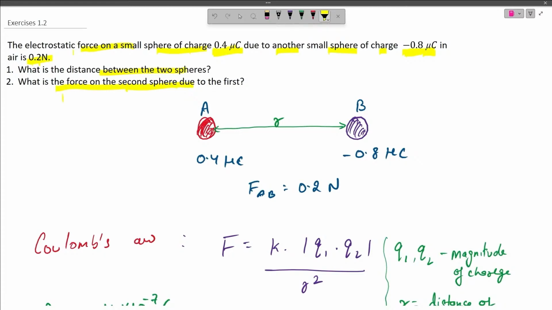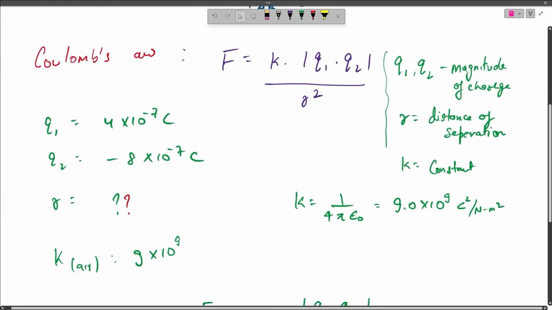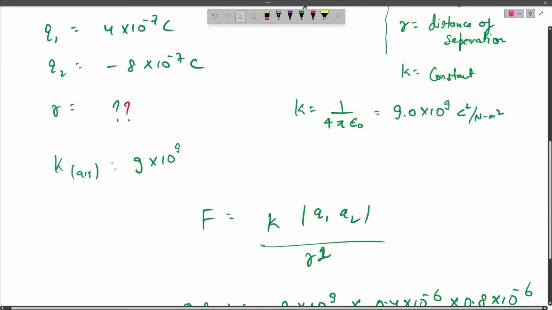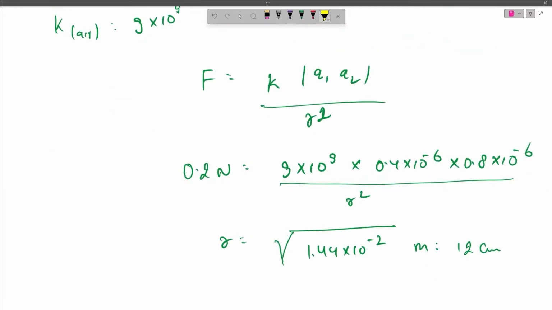So here F is given, K we all know its value is constant, and for air it is 9 × 10^9. Now Q1 and Q2 are also given, and R we have to find out. So after substituting this in the given equation, we get the value of R as 12 centimeter.